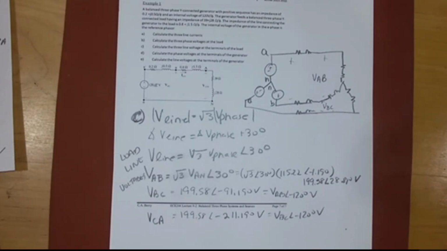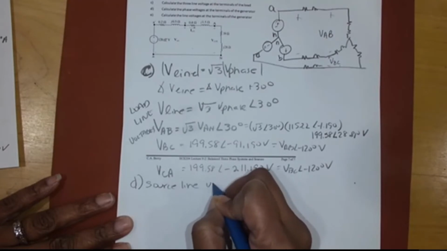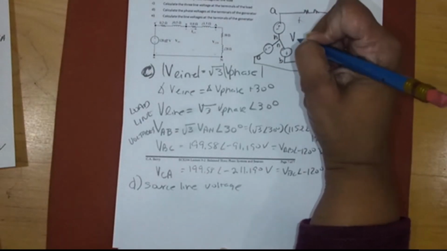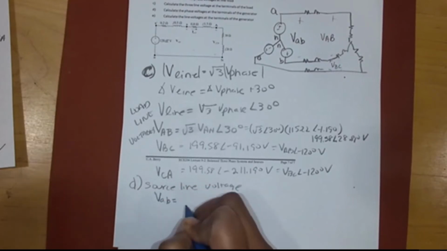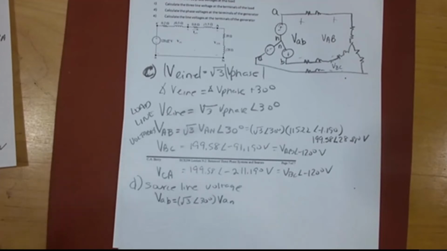So next we're going to find the source line voltage. So this will be part D, the source line voltage. Alfred, looking at that question you asked me earlier, source line voltage is going to be V lowercase ab, and that would be right there. So V lowercase ab is going to equal the square root of 3, angle 30 degrees, times VAN.